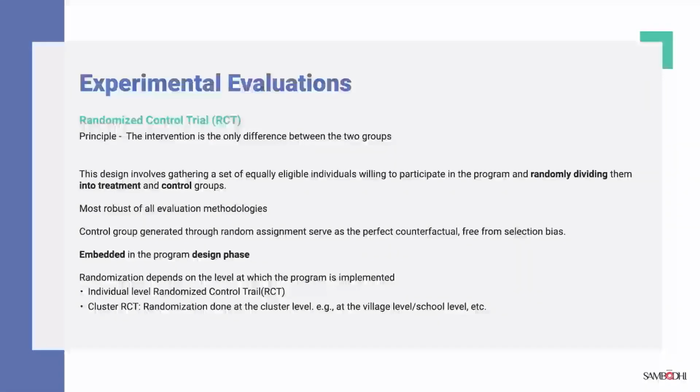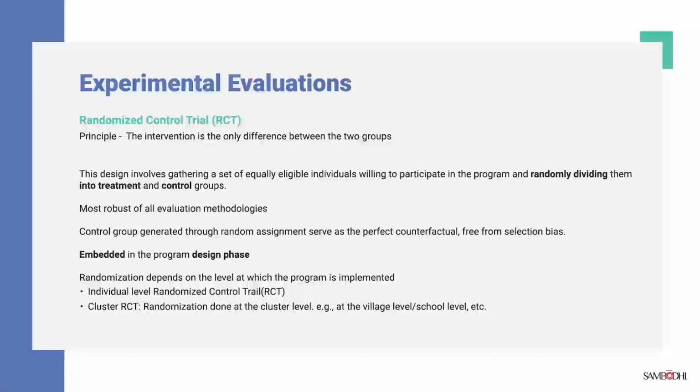Randomized control trial is an experimental form of impact evaluation where intervention is the only difference between the two groups, such that one group receives the intervention that is being tested, whereas the other group receives an alternative treatment. This form of design, considered the most robust of all evaluation methodologies, involves gathering a set of equally eligible individuals willing to participate in the program and randomly dividing them into treatment and control group.